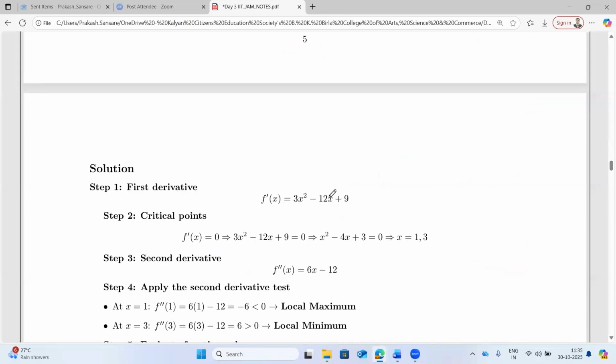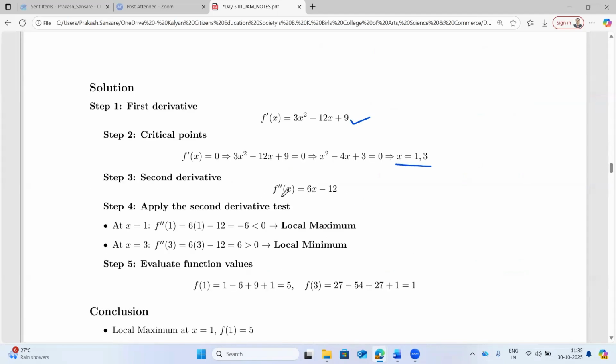Maybe the problem is over here. Here you'll get a solution. F dash x we have calculated. So x is equal to 1, 3 are the critical points. Then I have gone through the second derivative. Less than 0 is a local maximum, greater than 0 is a local minimum, and here we evaluate the value. So f at 1 is equal to 5, f at 3 is equal to 1. So the maximum value is 5 and the minimum value is 1.